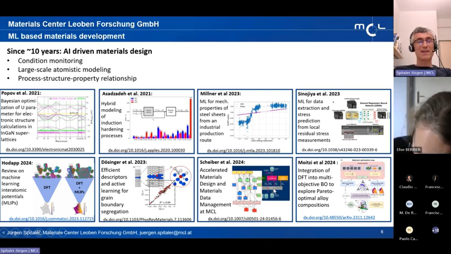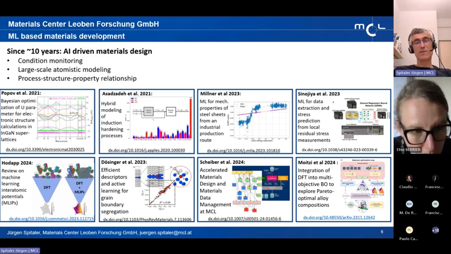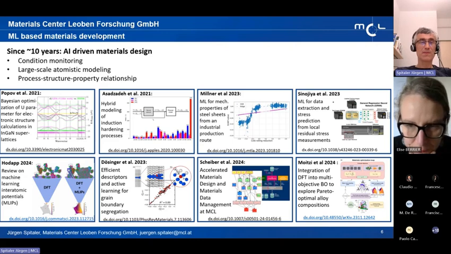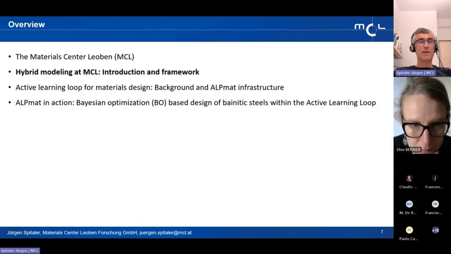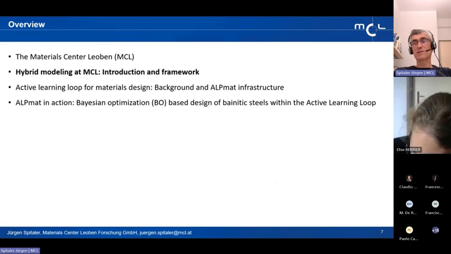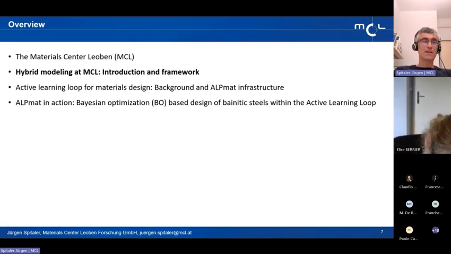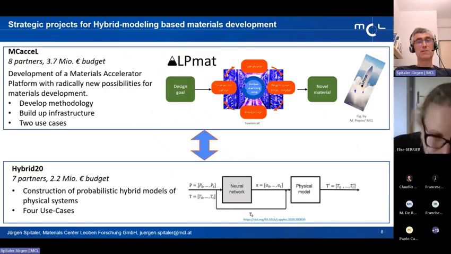All right, so we had already from single projects the idea that artificial intelligence can be helpful for different steps of materials understanding, so to say. But then Material Center Leoben decided to invest more in this sector and to start up a larger initiative towards how to do machine learning based materials design in a way which works well for us. And this is where we came up with two larger projects.